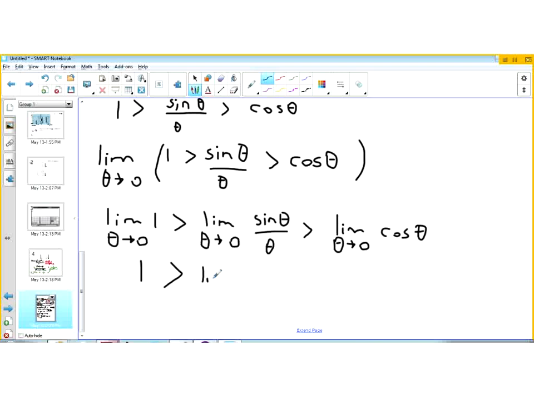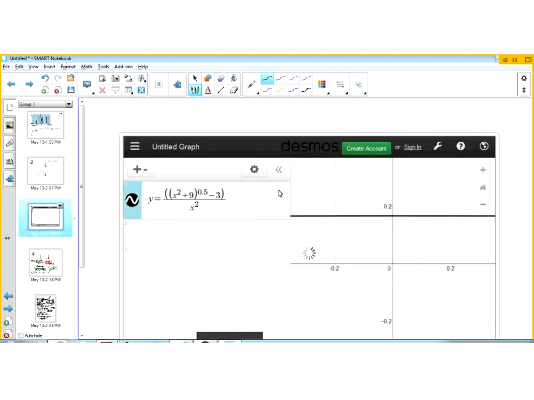And look at the middle term of this chain of inequalities. This is the quantity we're trying to compute. We actually want this, and this is what we don't know. So do we have a problem here? Well, maybe not. We need to calculate the limit as theta approaches 0 of cosine theta, and we can probably do that graphically. So let's hop to our graph.